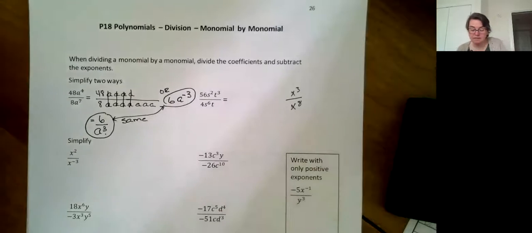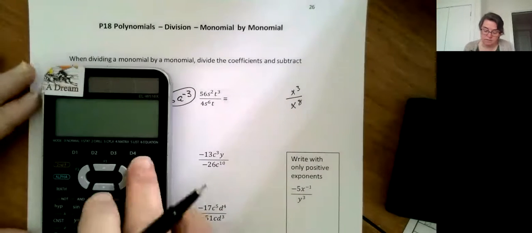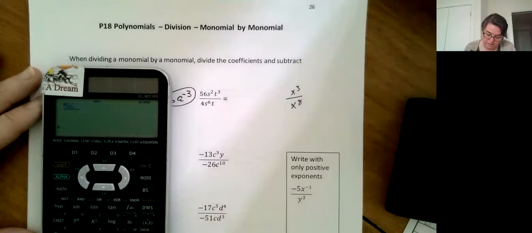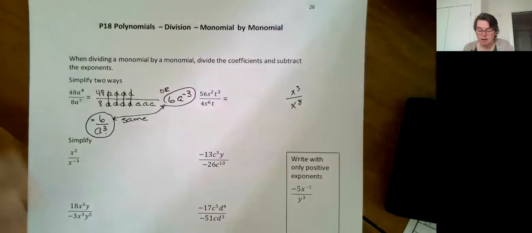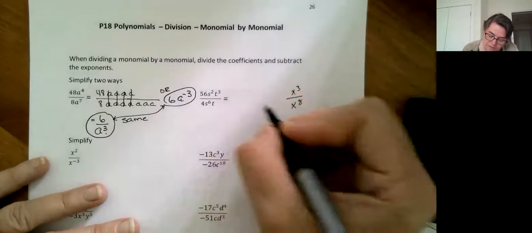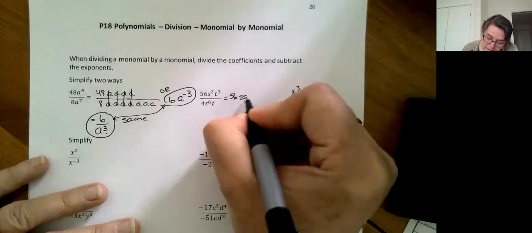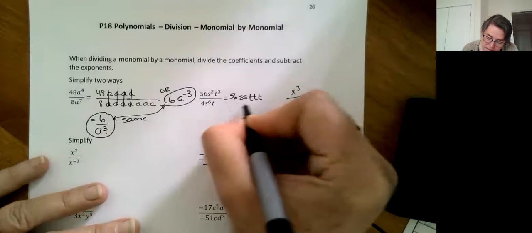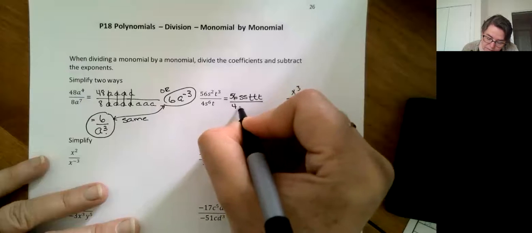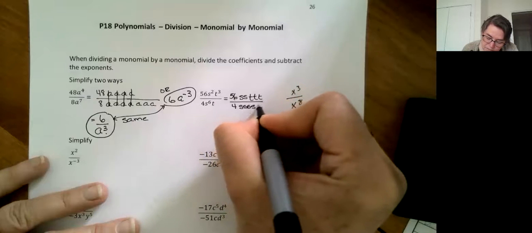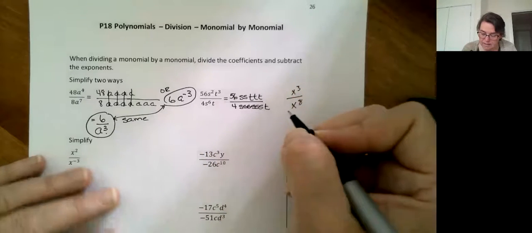All right, 56 divided by 4. I want to say that's 14, but I'm not sure. 56 divided by 4. Cool, 14. All right. Oh, it says two ways. So 56 s s t t, over 4 s and t.